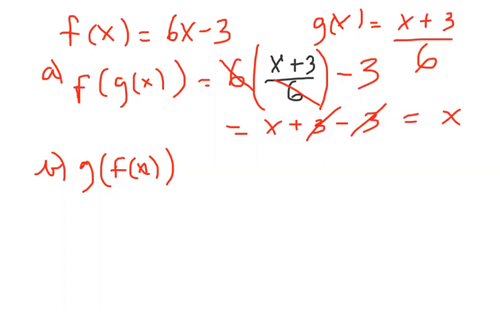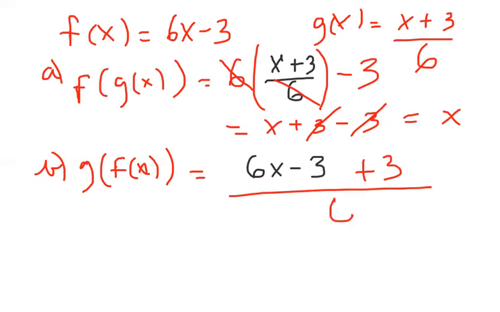Now we're going to go ahead and do the second one. For the second one, guys, again, let me use a different color so I can convey this, okay? I'm going to substitute f of x into g of x. So here's the substitution of f of x into g of x. So this is what I end up with. Now, I'm going to simplify this. Negative 3 plus 3 cancels out, leaving me with 6x over 6. The 6's cancel out, leaving me with x. So guys, what do you notice just happened?